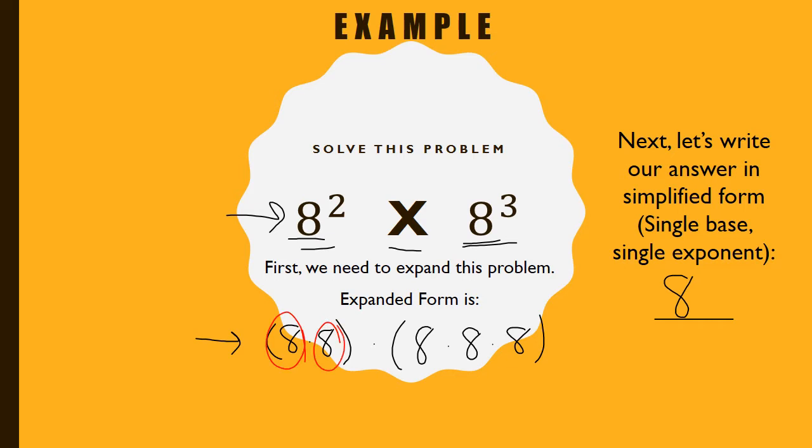1, 2, 3, 4, 5. Our final answer is 8 to the fifth. 8 squared times 8 to the third has the same value as 8 to the fifth. The reason we do this is so that we can look at an expression and write it in a simpler way, so it's easier to understand.